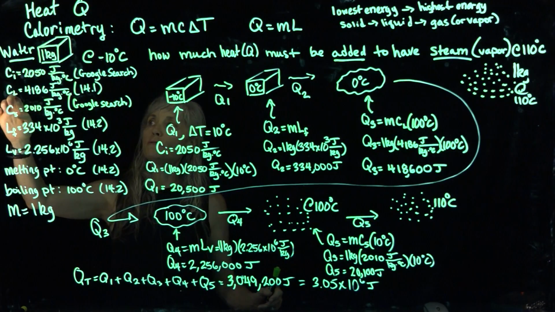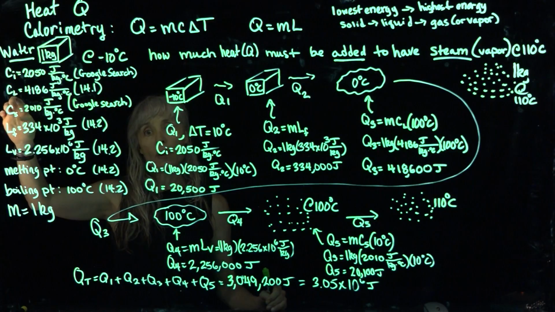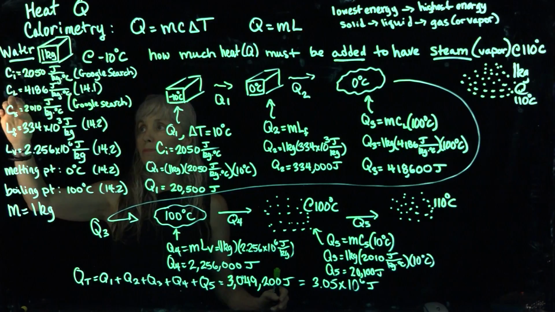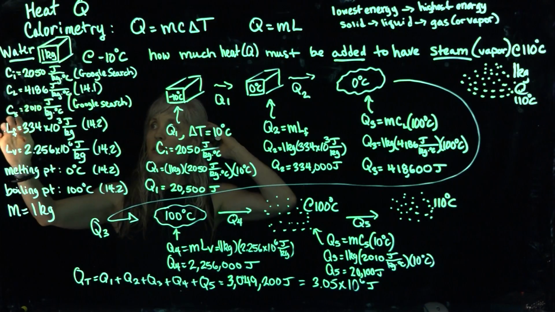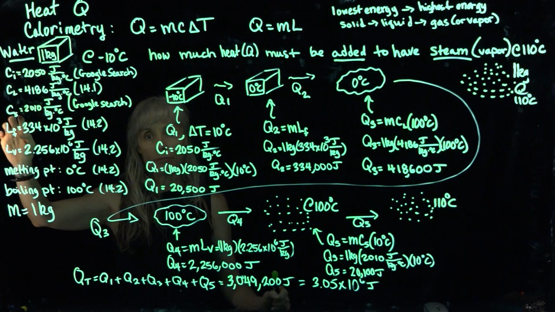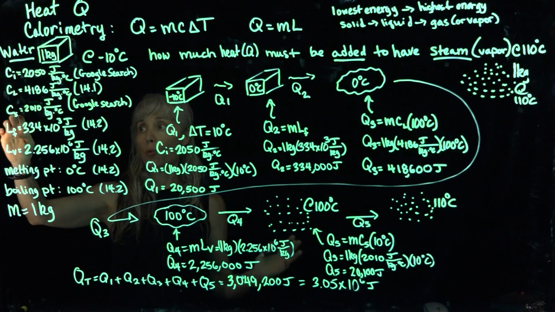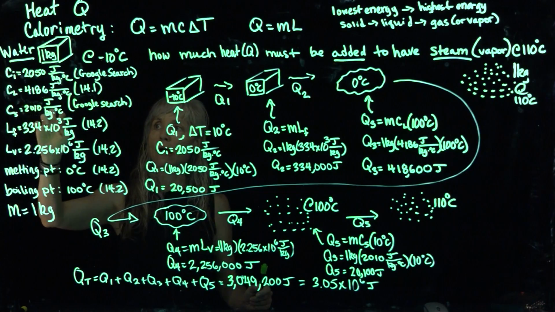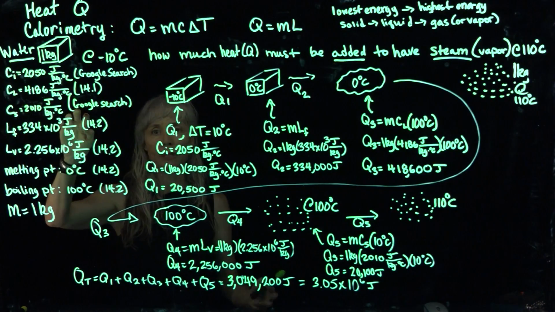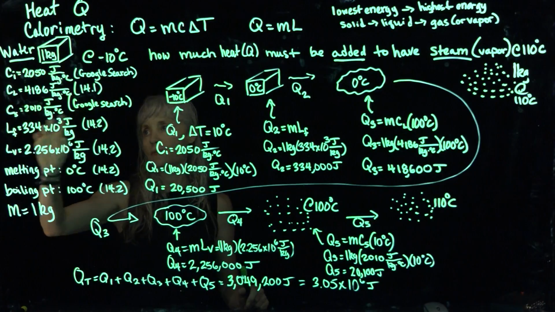The specific heat for liquid water, I'm giving the symbol C sub L, can be found from your OpenStax textbook, table 14.1. This is 4,186 joules per kilogram per degrees C. The specific heat for steam or vapor for water, also I found through a Google search, is 2,010 joules per kilogram per degree C. Again, I simply plugged it into a Google search and found this value.